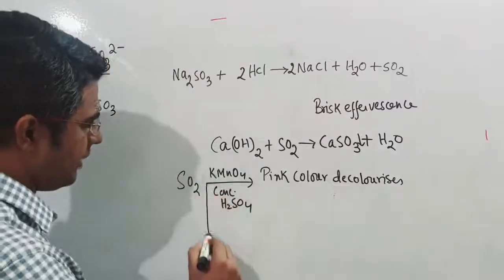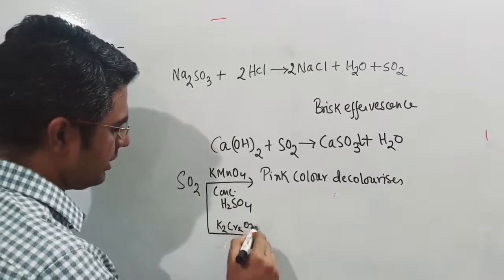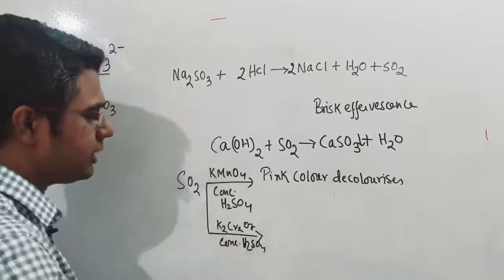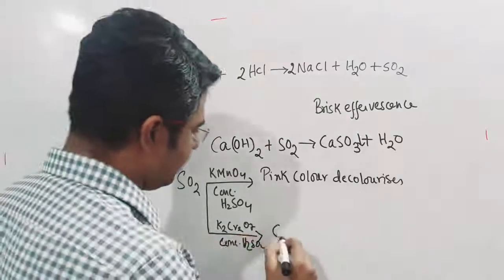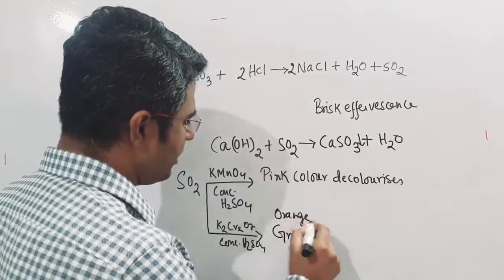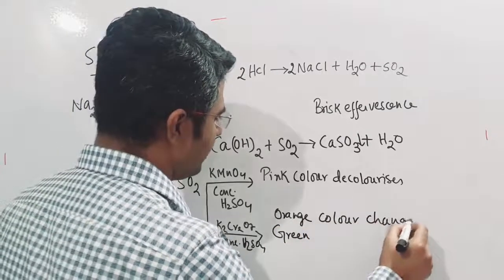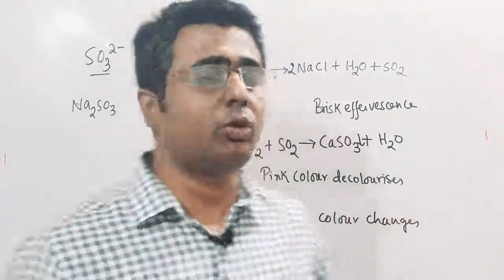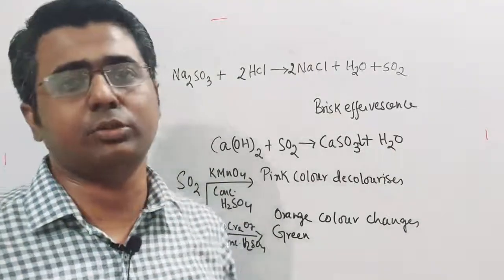Next is, if you give in this K2Cr2O7 concentrated H2SO4, then this K2Cr2O7 is of orange color. This color changes to green. So you will write orange color changes to green. So if you see, while we talked about CO2, there was no color change in these two tests. But while we are talking about SO2, there is color change.